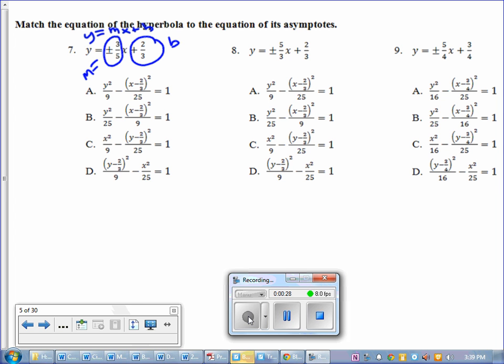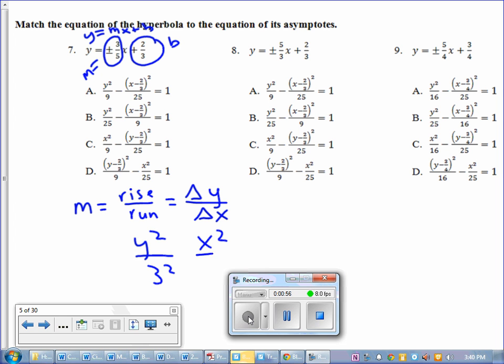So let's start with the slope. Slope is rise over run. Rise means that you're changing the y direction. That's a delta for change. So change in the y direction. And then run is change in the x direction. So our change in our y direction is 3. That means that the denominator under the y squared term of this hyperbola is 3 squared. And then the denominator under the x squared term is 5 squared. And that's coming off of the numerator and the denominator from the slope.